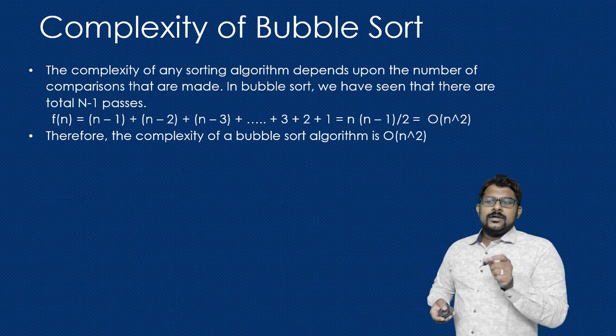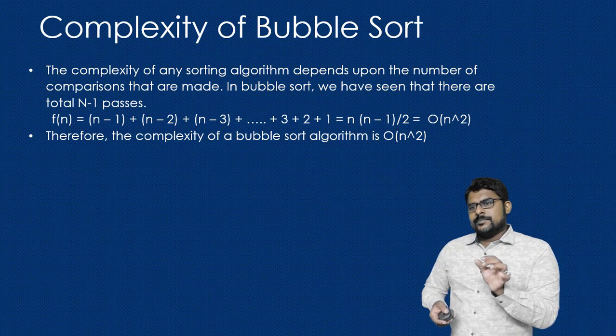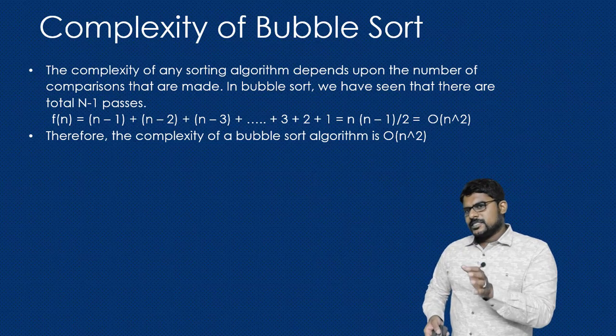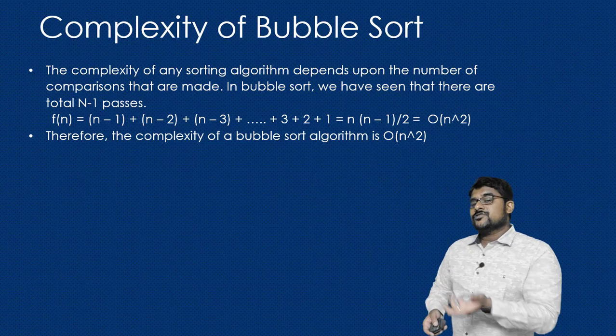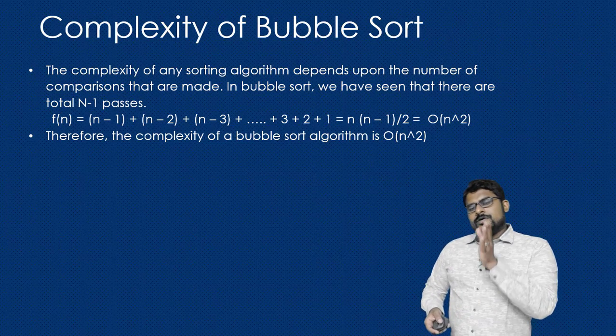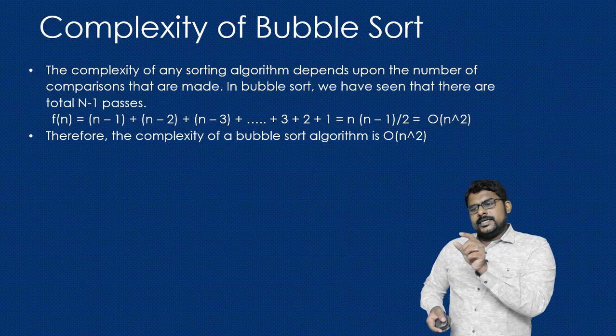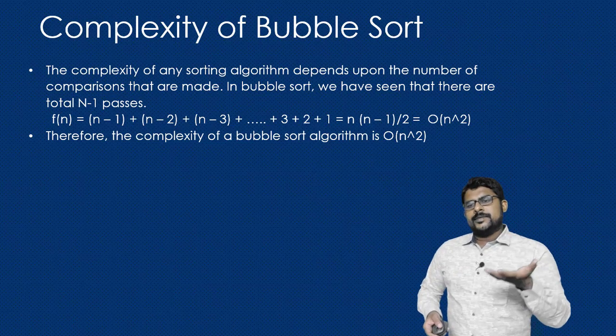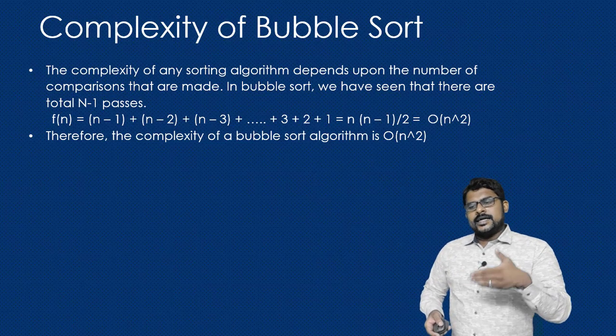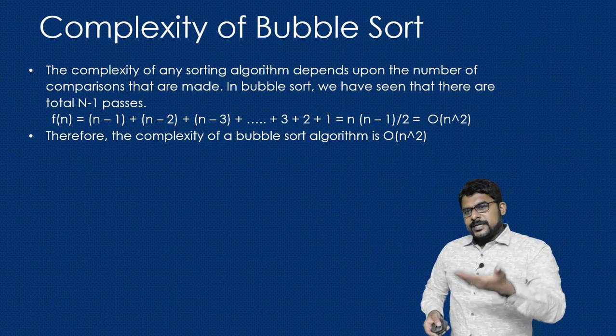Now for each of the n minus 1 passes, suppose we take the first pass, how many comparisons are made? In the first pass it makes n minus 1 comparisons. In the next pass, we are going to omit one element because it is already sorted, so it makes n minus 2 comparisons, and the next pass is going to take n minus 3 comparisons.